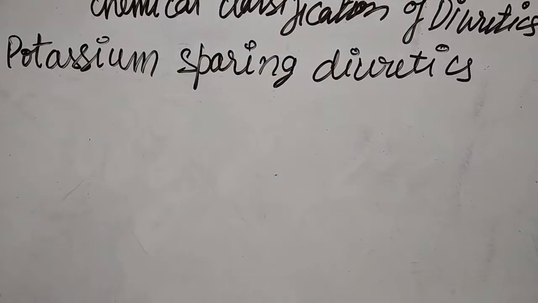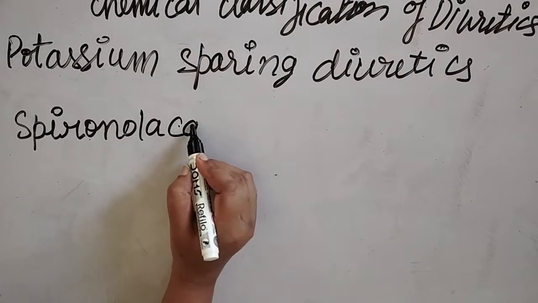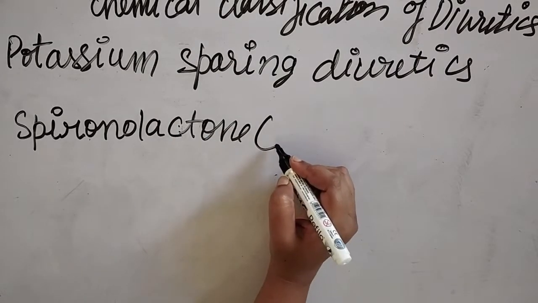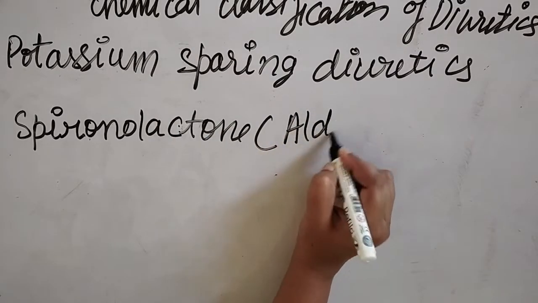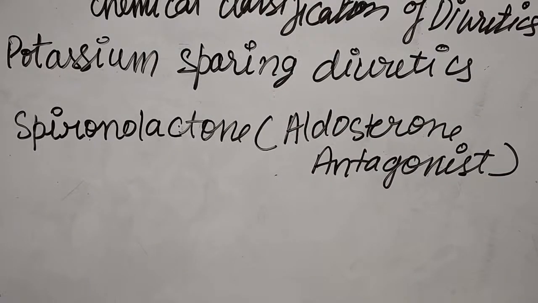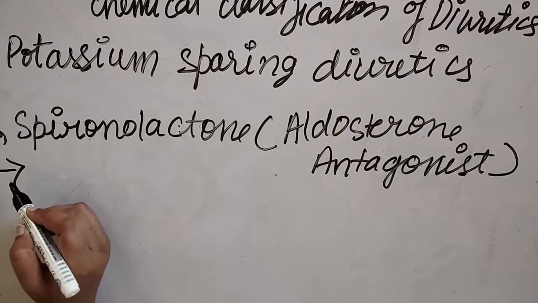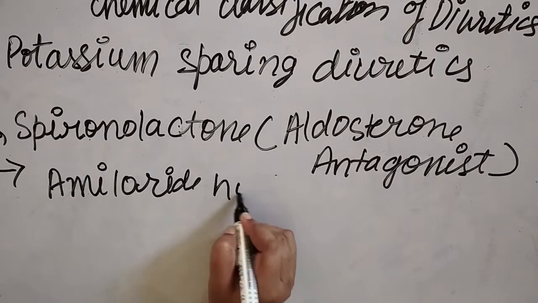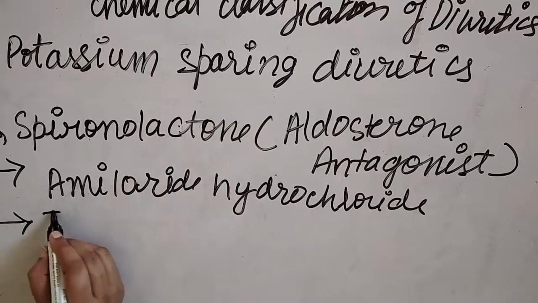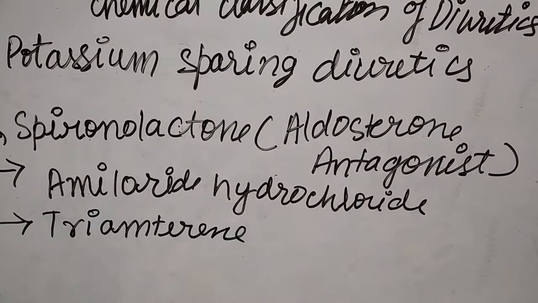The most common example is spironolactone. This spironolactone is also known as aldosterone antagonist, which antagonizes the effect of aldosterone in the kidney. Another examples are amiloride hydrochloride, and the third example is triamterene. So these are the examples of potassium sparing diuretics, in which spironolactone is an aldosterone antagonist, along with amiloride hydrochloride and triamterene.